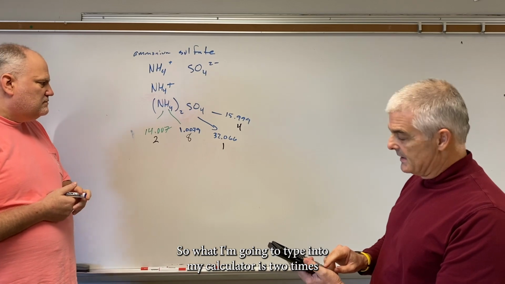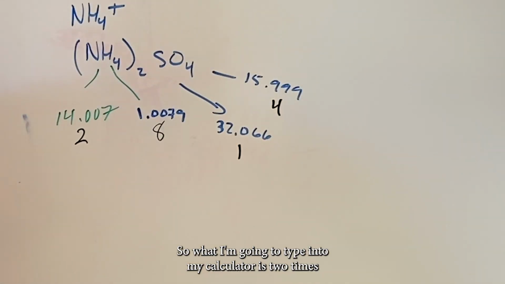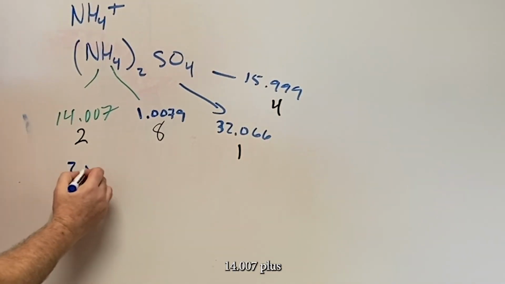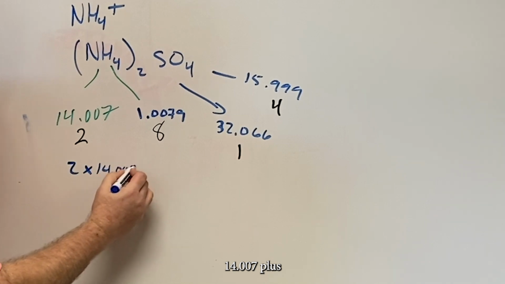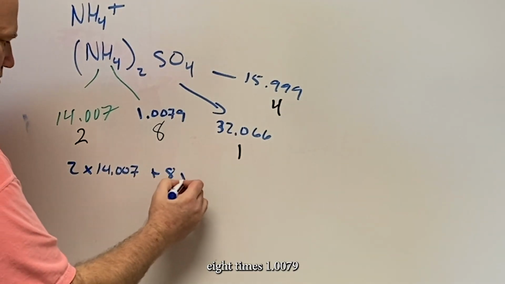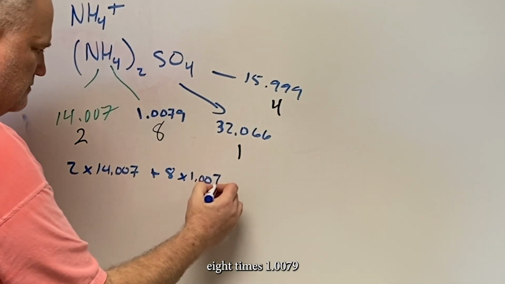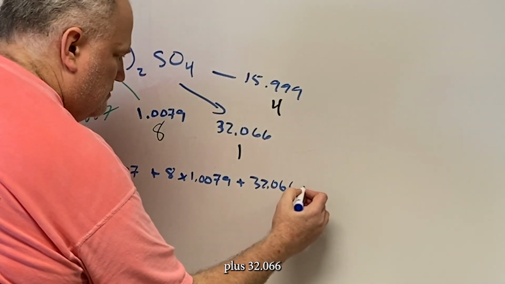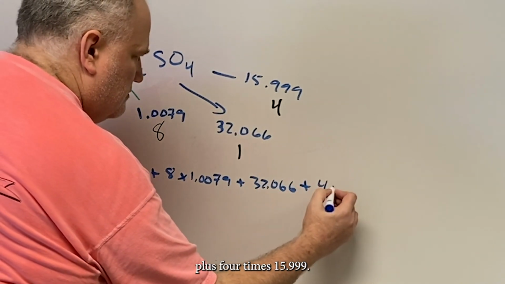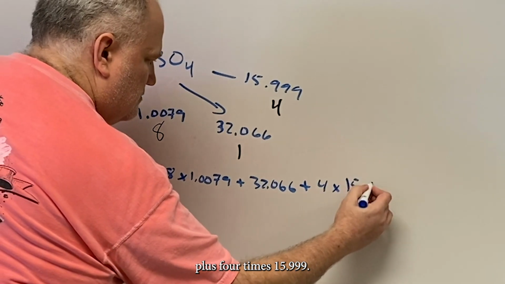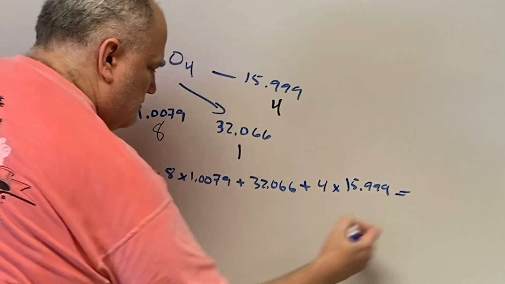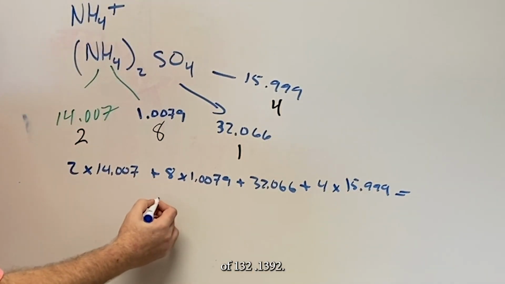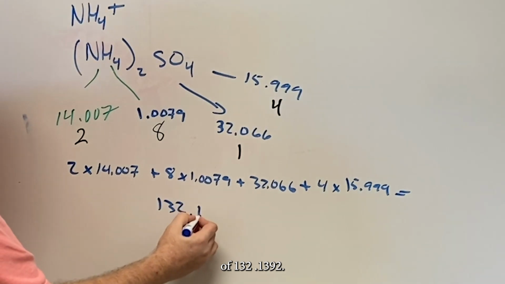So what I'm going to type into my calculator is 2 times 14.007 plus 8 times 1.0079 plus 32.066 plus 4 times 15.999. And I get a grand total of 132.1392.